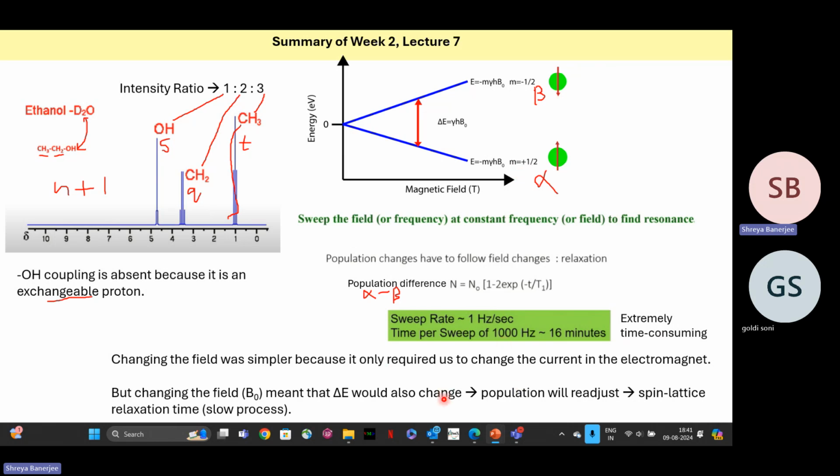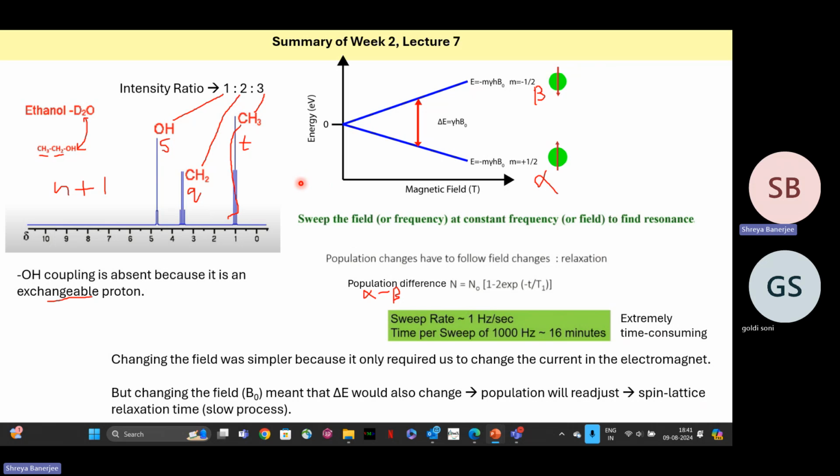Now, another thing which slows down the process is that when we are changing the magnetic field, the delta E changes, because delta E is gamma h B0. So changing B0 will change delta E. And if the energy difference between alpha and beta changes, then the population difference will also change. So in order to come back to the equilibrium population, it will take some time, which is the spin lattice relaxation time. And this is also an extremely slow process.